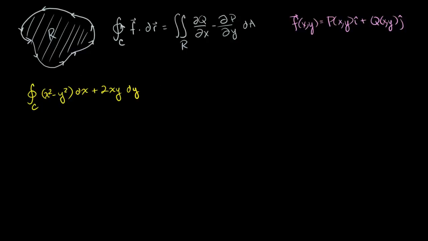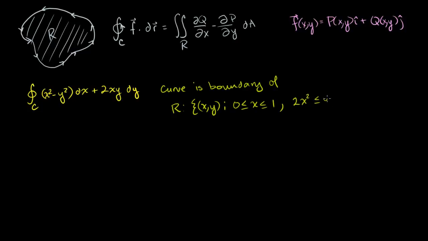And then our curve, they're giving us the boundary. The boundary is the region. I'll do it in a different color. So the curve is the boundary of the region given by all of the points x, y such that x is greater than or equal to 0, less than or equal to 1, and then y is greater than or equal to 2x squared and less than or equal to 2x. So let's draw this region that we're dealing with right now.